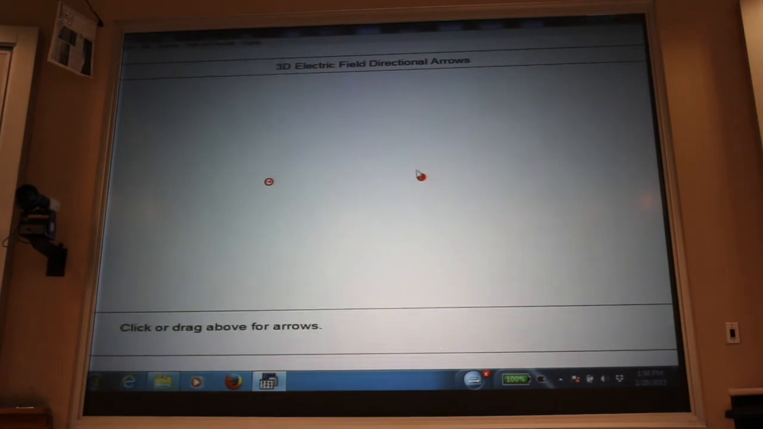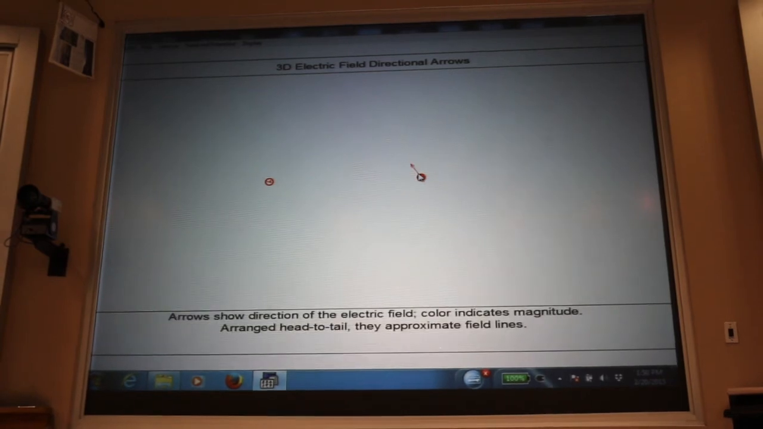If I come over here to the 5 and click, that's the direction of the electric field, radially outward. And if I march to the end of that arrow and click again, and keep doing that, I get a line that's called a line of force. Now, you're going to learn about that in next week's tutorial. Does anyone want to guess where this is going to end up?